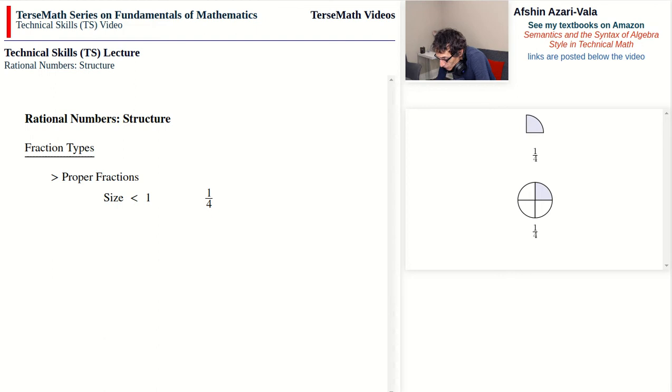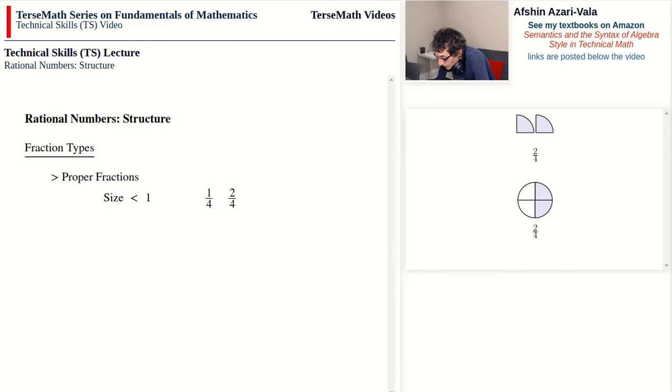And we can talk about 2/4. You notice that the size of 1/4 is less than 1 whole pie. For 2/4, same thing. We can view it as 2 pieces, each one is 1/4. Or we can arrange them in pie form and end up with this amount, which is again less than 1 whole pie.